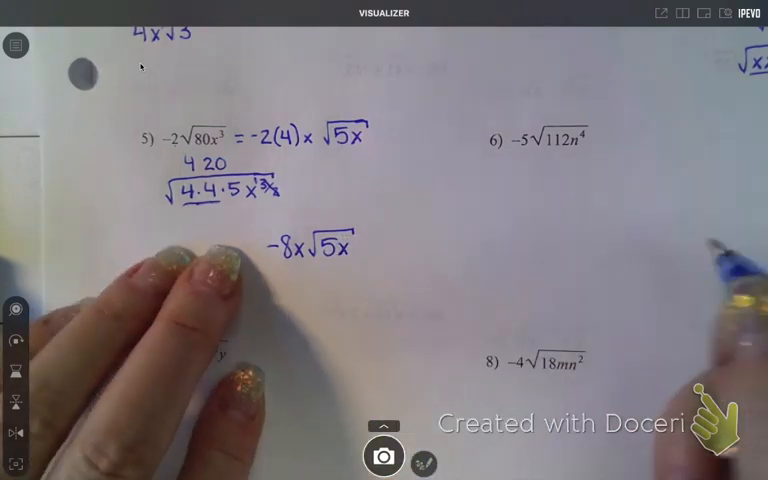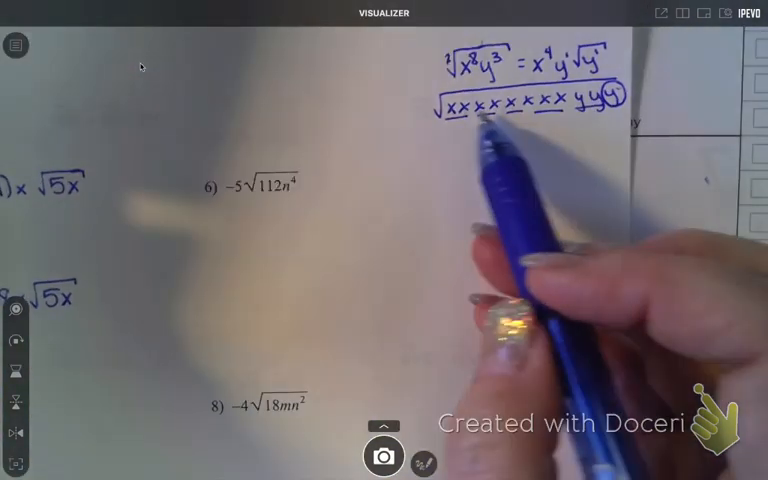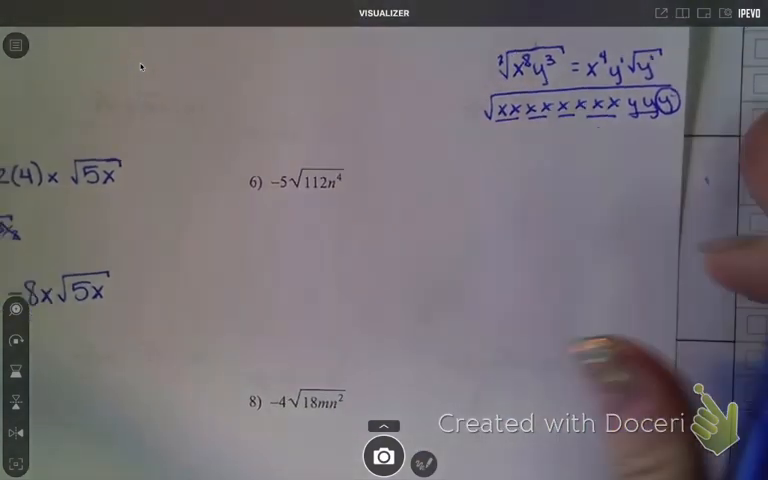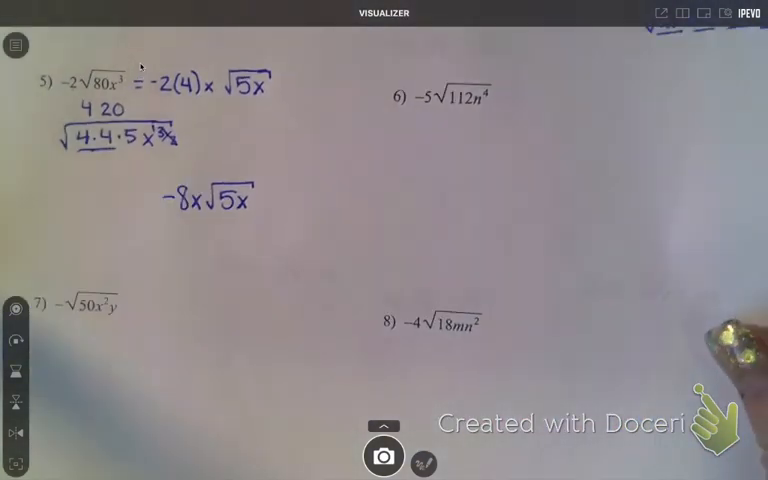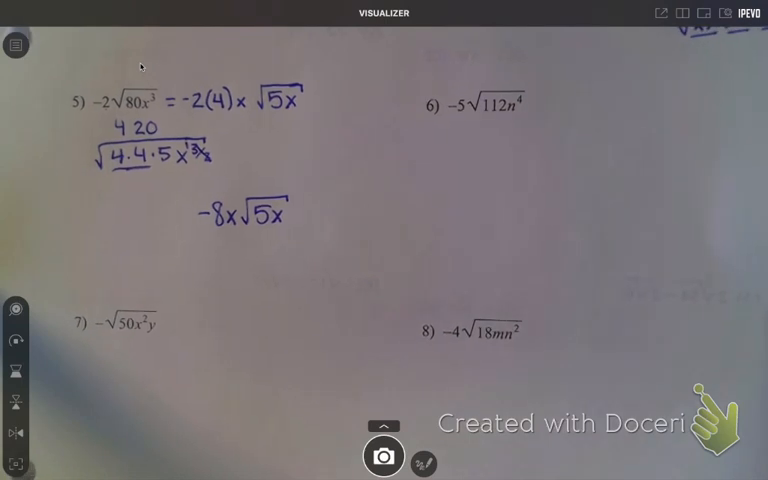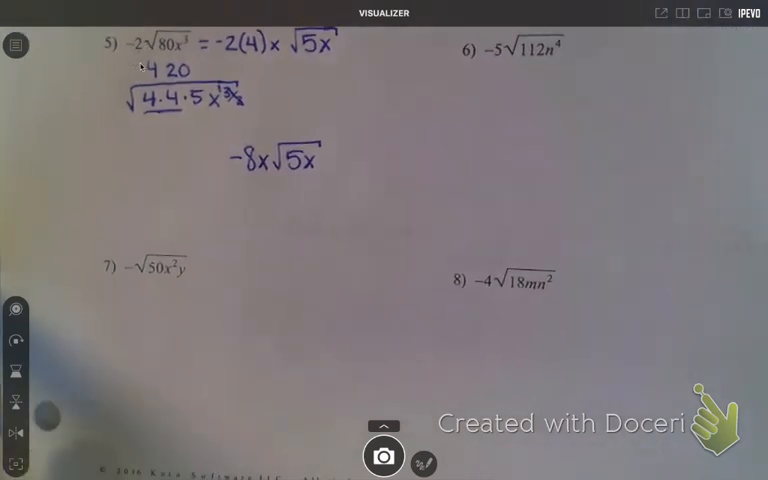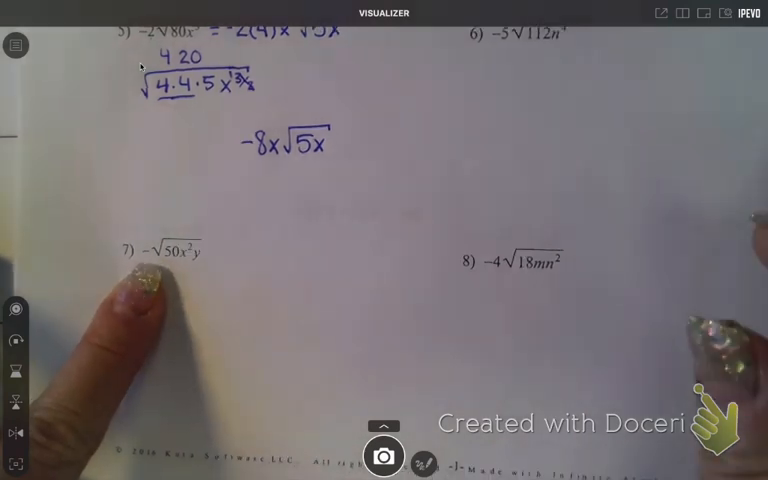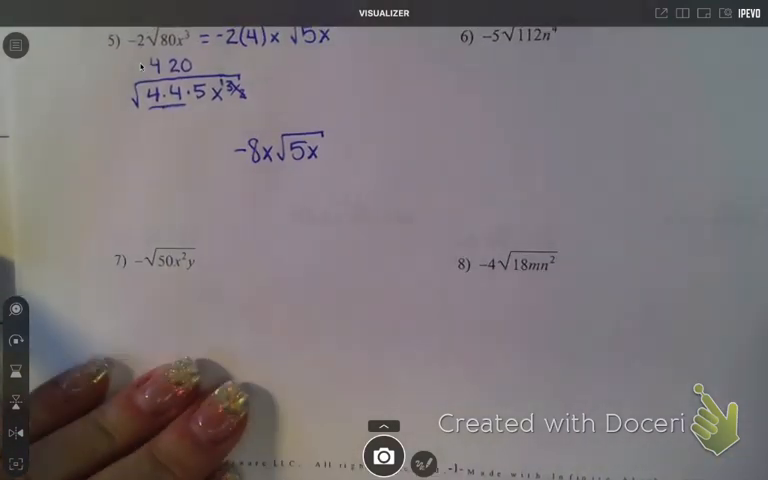If you need to write all of them out like I did over here, then do it. You only have 4 problems to do. Got it? What's in front of the 7 radical? A negative 1, right? So don't forget the negative.